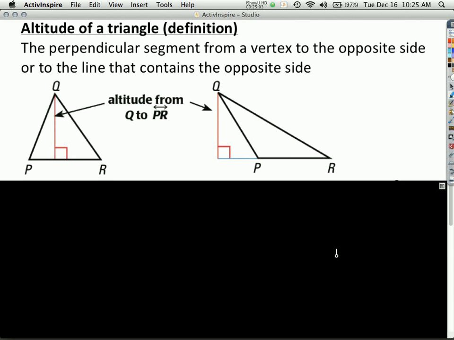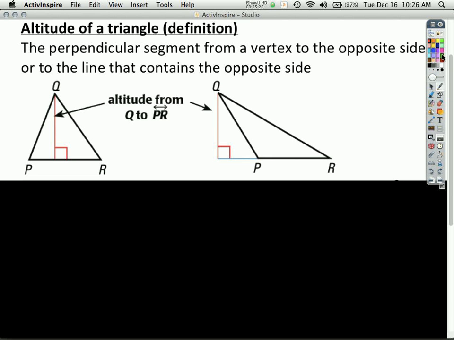So there's some similarities between this and a median, and there's similarities between this and a perpendicular bisector. So it can get confusing. Not only that, sometimes the altitude will be outside of the triangle.